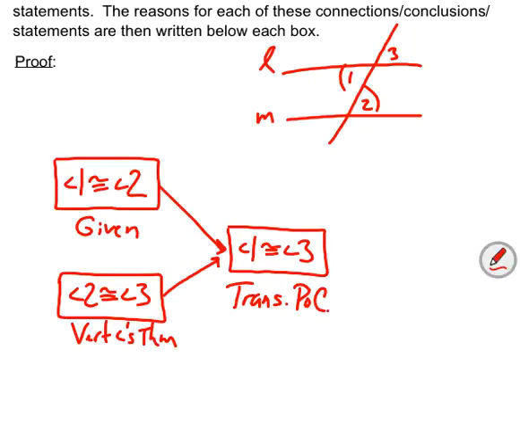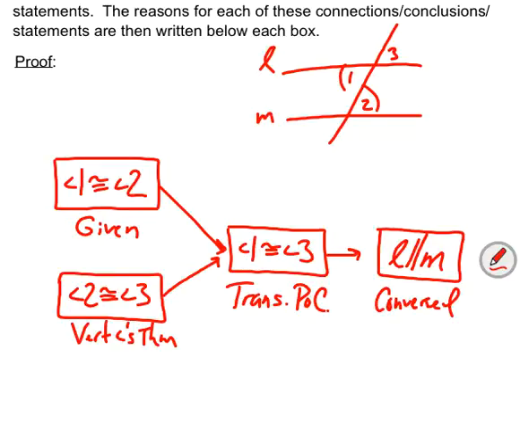And then, once we know that 1 is congruent to 3, our last step flows directly from that. We can say that L is parallel to M because of the converse of the corresponding angles theorem. Knowing that the corresponding angles are congruent tells us that the lines L and M are parallel, and that's really what we're going for.